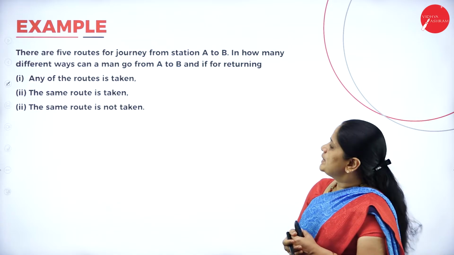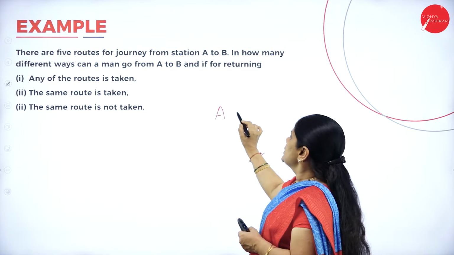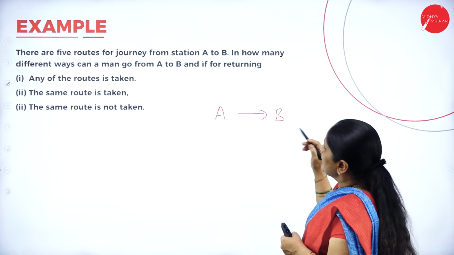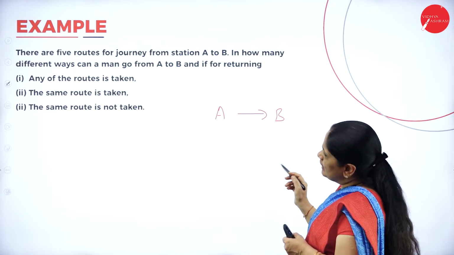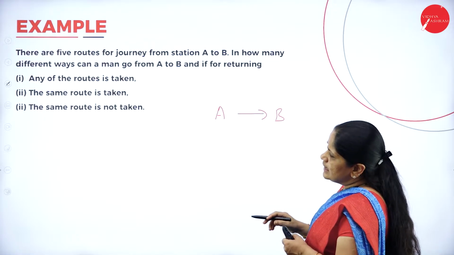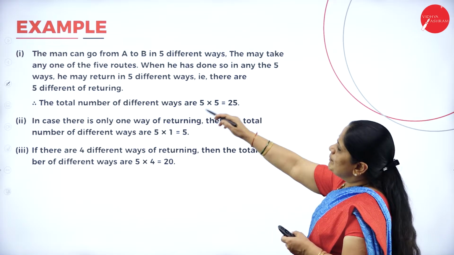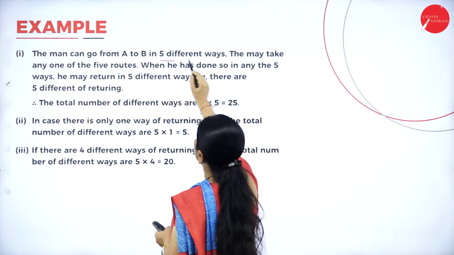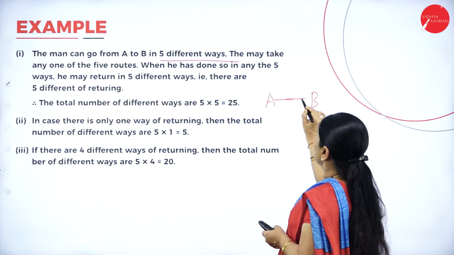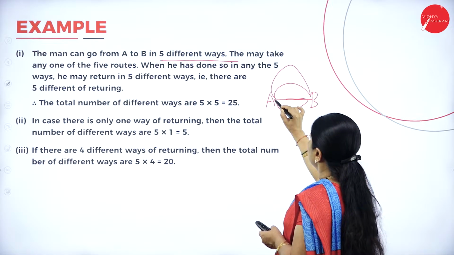Now there is an example here. There are 5 routes for a journey from station A to station B. In how many different ways can a man go from A to B, and if for returning any of the routes is taken, the same route is not taken. If you can see here, the man can go from A to B in 5 different ways: the first way, second way, third way, fourth way, fifth way.